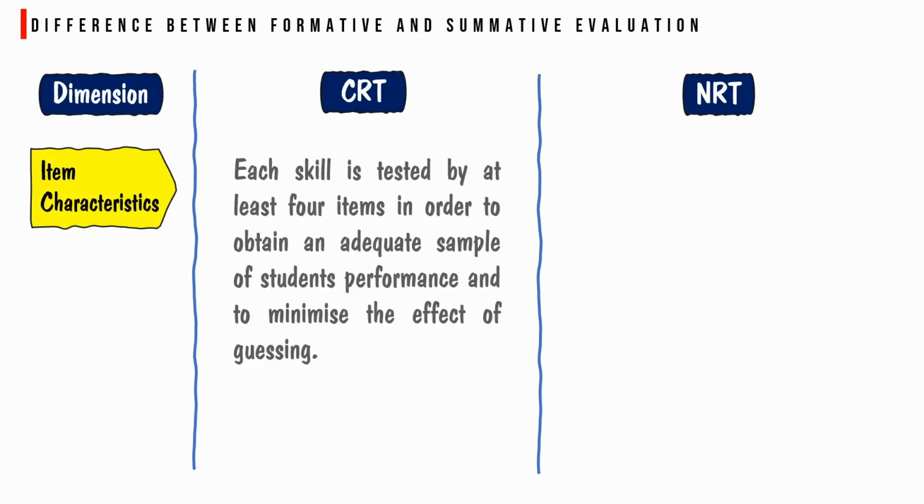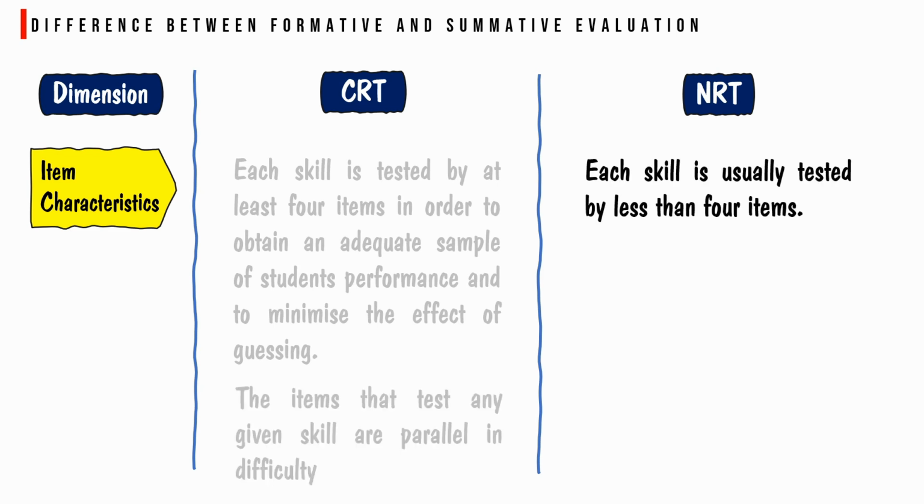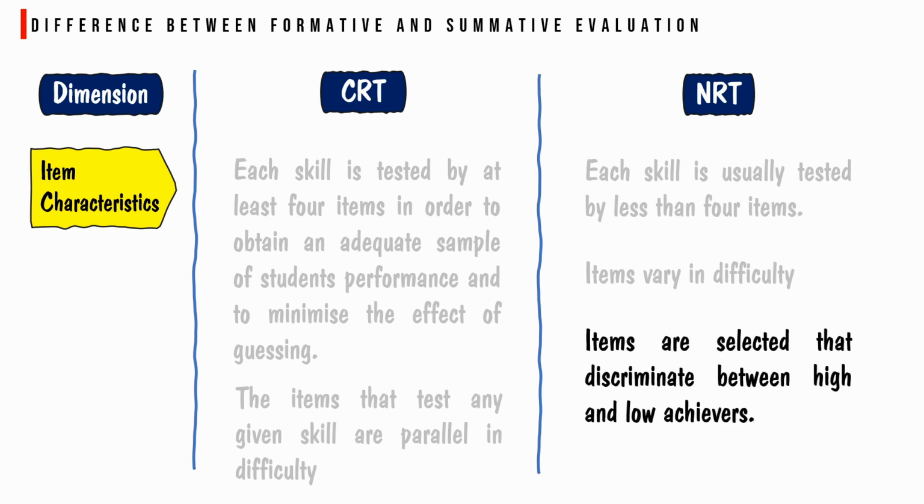Item characteristics. In CRT, each skill is tested by at least 4 items in order to obtain an adequate sample of student performance and to minimize the effect of guessing. The items that test any given skill are parallel in difficulty, whereas in NRT, each skill is usually tested by fewer than 4 items. Items vary in difficulty. Items are selected that discriminate between high and low achievers.